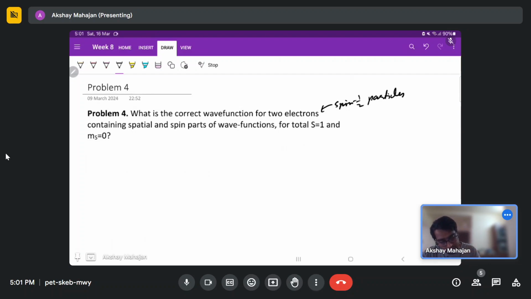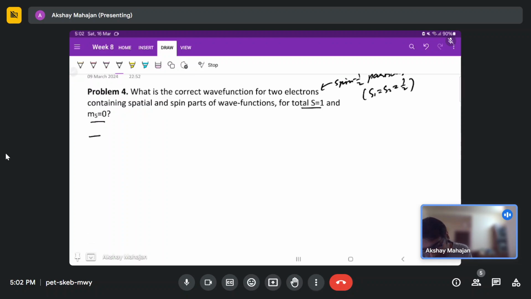So s1 equals s2 equals half. Instead of saying that these are spin-half particles, it is said that they are electrons, and we know electrons are spin-half particles. Now we have to find the correct wave function for two electrons containing spatial and spin parts. We need to take care of the antisymmetry as well, because electrons are fermions, so the wave function must be antisymmetric. For that it is given that total S is equal to 1 and MS equals 0. From that we need to find whether the spin part is symmetric or antisymmetric, and accordingly we will make the spatial part.